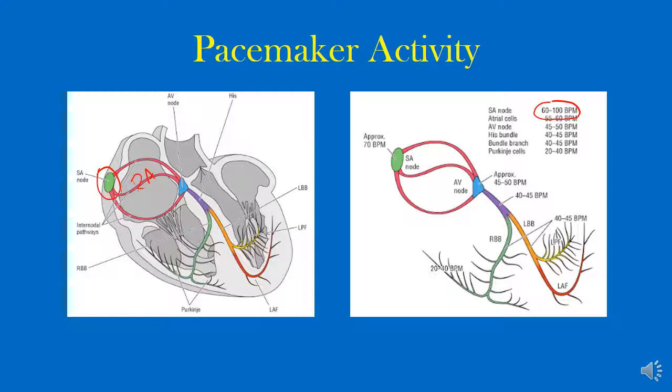As you can see in the image on the right, the SA node has the fastest pacing activity. The atrial cell is the next fastest, then the AV node, the His bundle, the bundle branch, and then the Purkinje cells. They decrease in speed as you go down. So if for some reason the SA node does not fire, or there's some problem there, the AV node will pick up, but it will fire at a slower rate. As you can see, 55 to 60 is the atrial cells, and the AV node at 45 to 50 beats per minute.